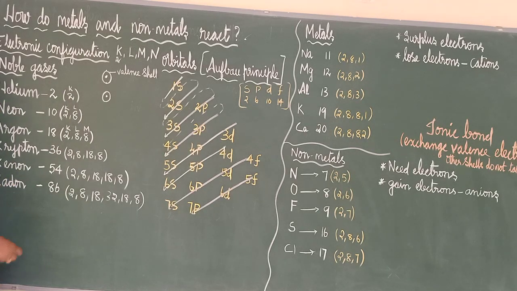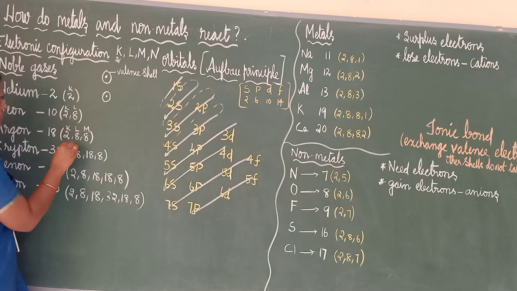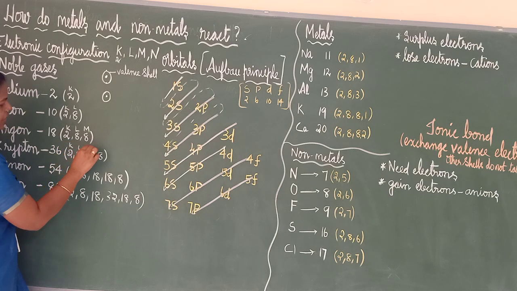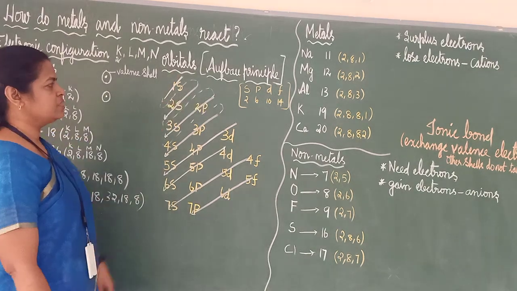Krypton. Krypton's atomic number is 36. How will you split this 36? 2, 8, 18, 8. Okay. So this is K shell, L shell, M shell, N shell. The N shell, the last valence shell, will have 8. The same way it goes on like that. Now you will have a doubt: why 18 here? It should be 8 now. So it is the Aufbau principle.